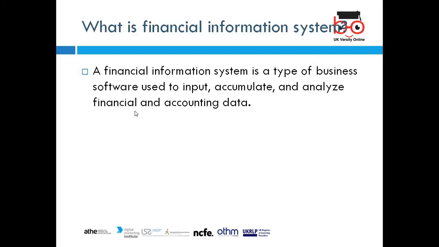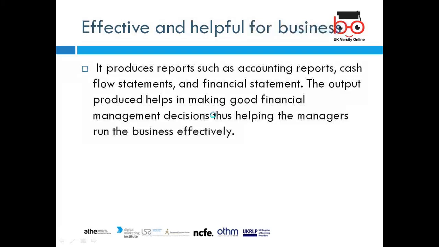A financial information system is a type of business software used to input, accumulate, and analyze financial and accounting data. Like Sage, one of the software. Most accounting companies, you can say departmental stores, are using software to put in all the items for buying and purchasing. Yes, you're right, Sage is one of them. It produces reports like accounting reports, cash flow statements, how money goes in and out of the business, output, how much we produce, how much we sold, how much stock is left within a warehouse.